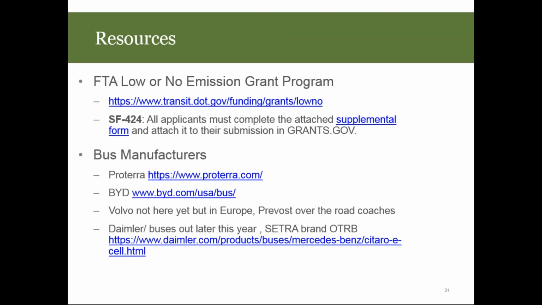We talked about this at the end before, about what kind of resources people used. I put the information from the FTA website, which Tara has put together. It is fantastic. And bus manufacturers, these are the ones that are there. There are ones that are coming up too that have been working in other countries.